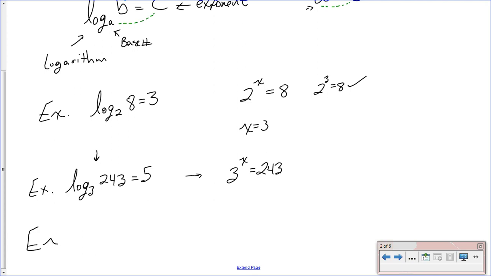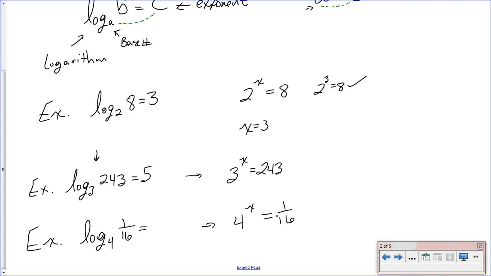Here's another example. I want you to try it. Log base 4 of 1/16 equals what? See if you can figure this out. Pause the video real quick and see if you can figure out what this equals. So you know that 4 raised to some power x is going to have to give us 1/16. Well, if you first concentrate on 4 raised to what power is 16, that will help.